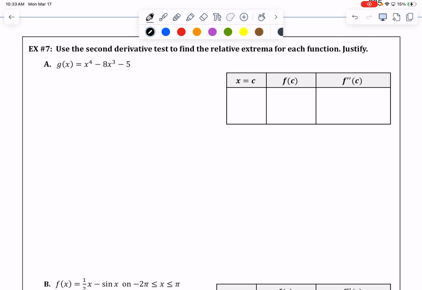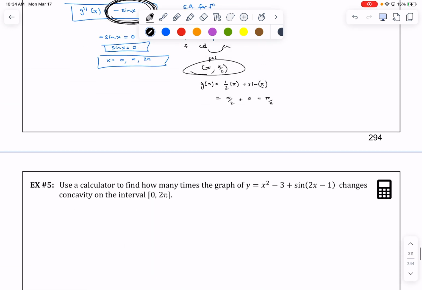Because you're going to use concavity to figure out peaks and valleys. Because you know if it's concave up, it has to be a what? Min. If it's concave down, it has to be a what? Max. So we're going to use that in just a second. All right. And that's going to be example 7. Let me fly through these.